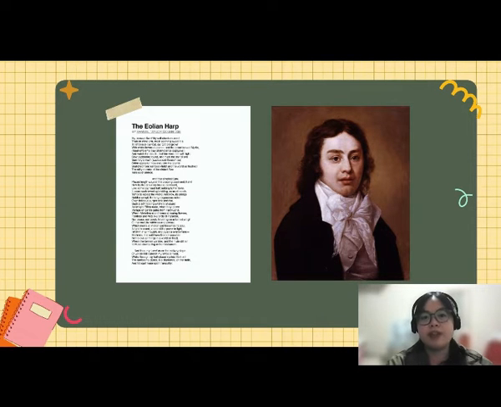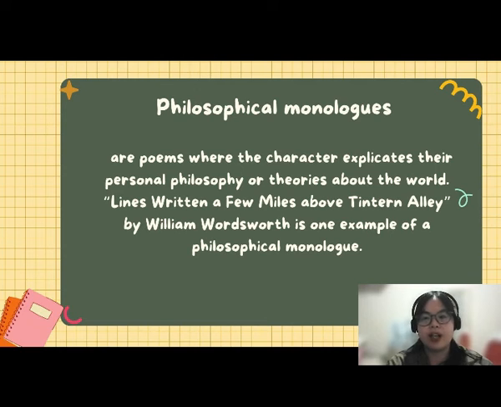Okay, let's proceed to philosophical monologues. So what are philosophical monologues? Philosophical monologues are poems where the character explicates their personal philosophy or theories about the world. Lines Written a Few Miles above Tintern Abbey by William Wordsworth is one example of a philosophical monologue. From the word itself, it talks about the theories and beliefs of a character about the world.